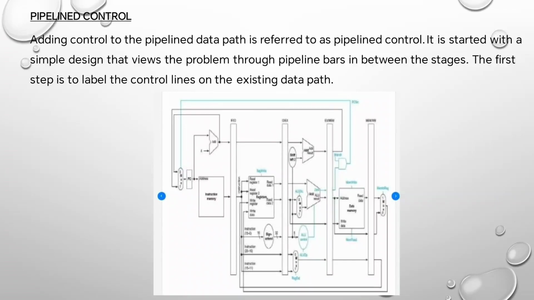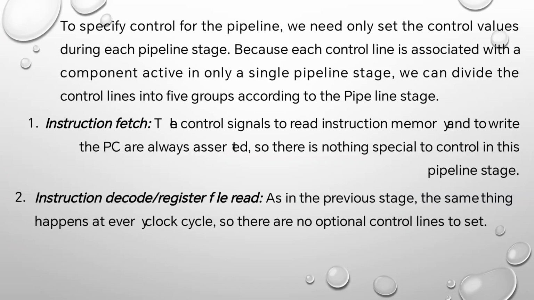Pipeline control. Adding control to the pipeline data path is referred to as pipeline control. It starts with a simple design that views the program through pipeline registers in between the stages. The first step is to label the control lines on the existing data path. To specify control for the pipeline, we need only set the control value during each pipeline stage, because each control line is associated with a component active in only a single pipeline stage. We can divide the control lines into 5 groups according to the pipeline stage.